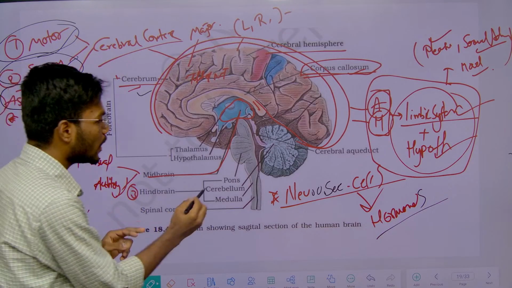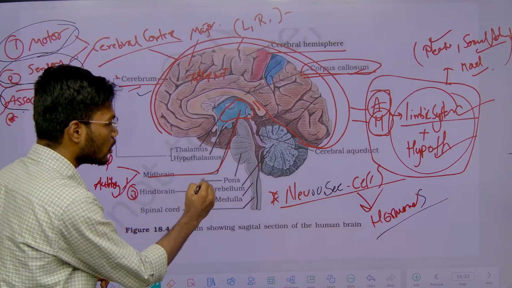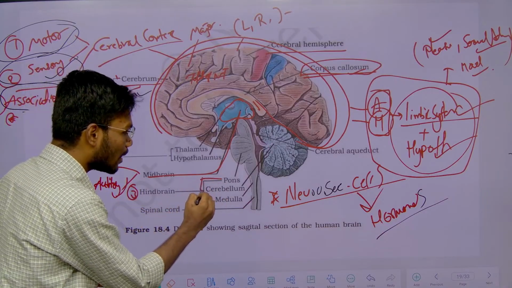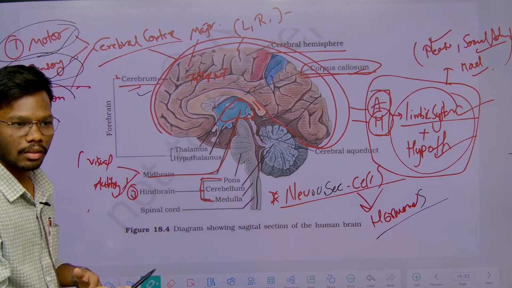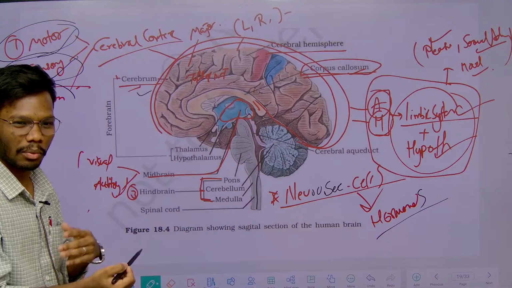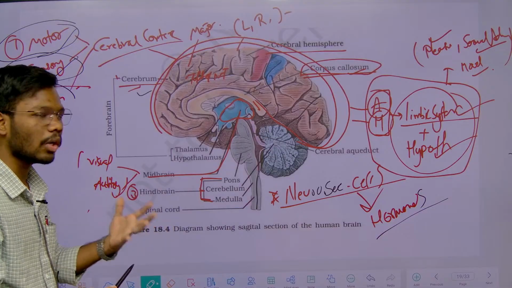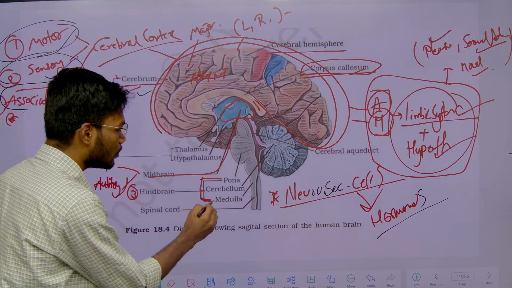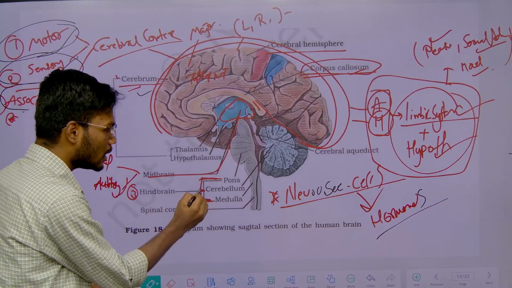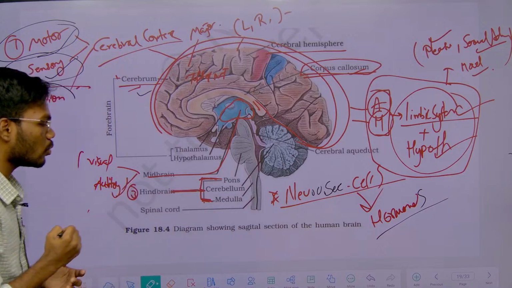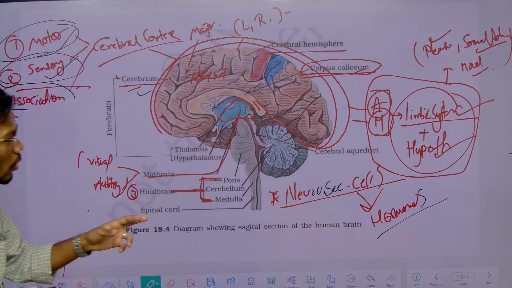The hindbrain has the pons, the cerebellum, and the medulla oblongata. Initially it was called medulla oblongata in previous books. Now they are calling it the medulla. So both are the same, right? Cerebellum, pons, and medulla oblongata. These three structures we call the hindbrain. Sir, what is pons?